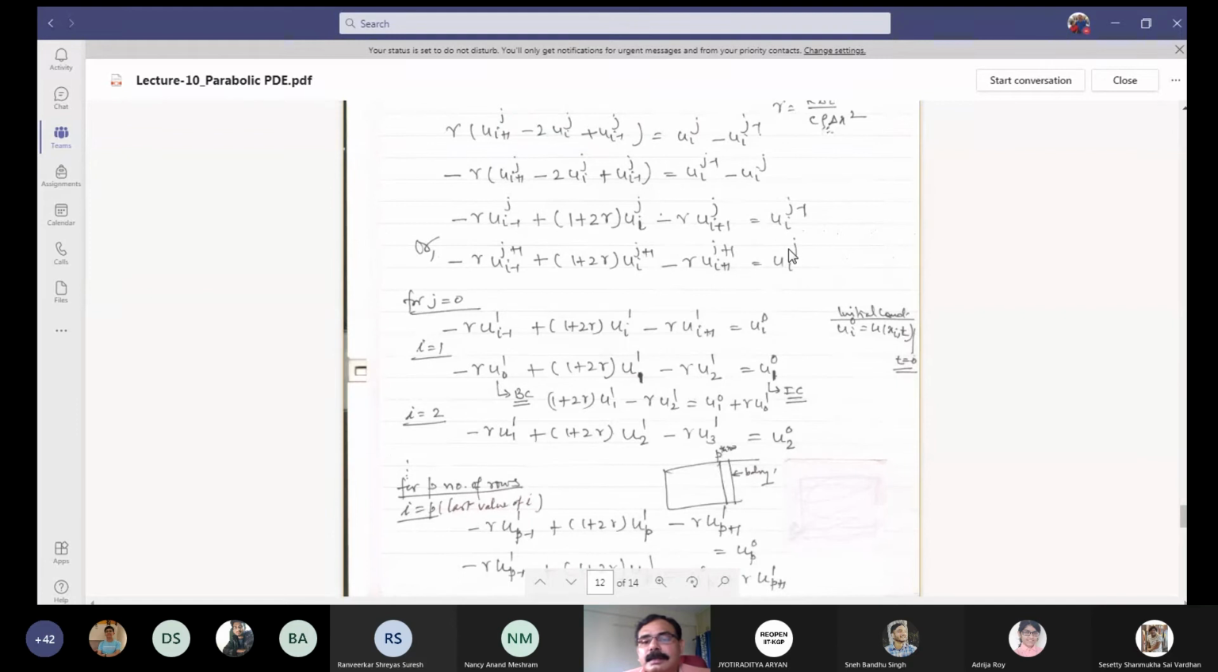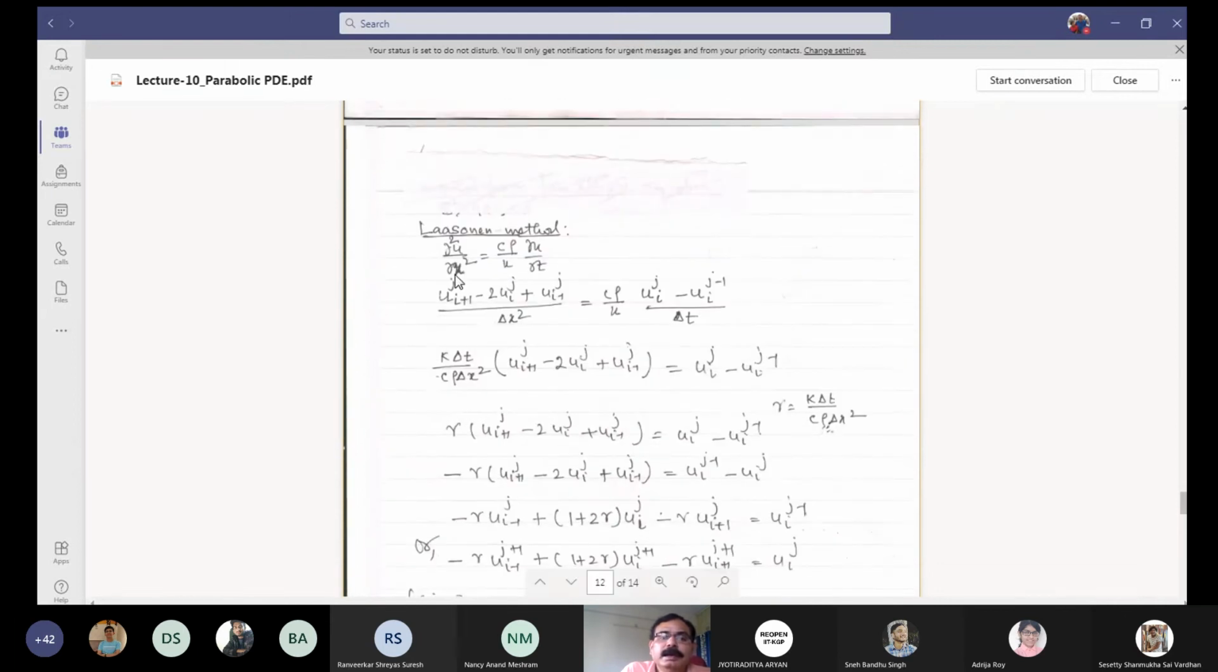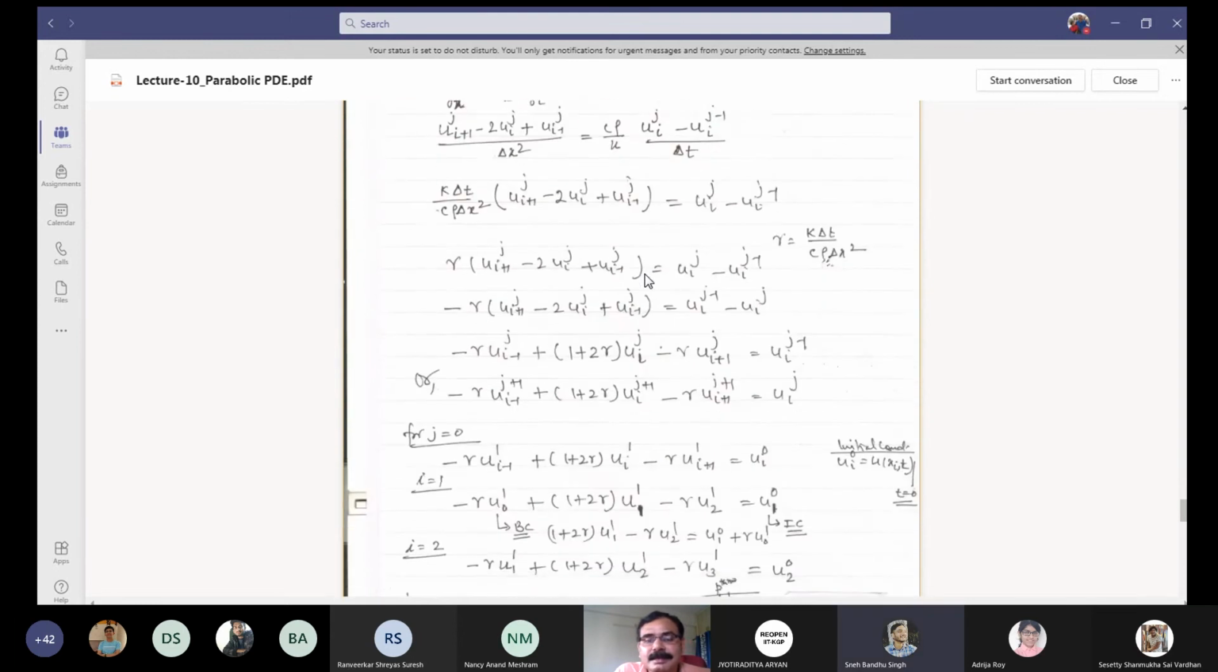Is that right? Yes, sir. Any query? Anything you are asking? No, sir. It's clear, sir. Okay. Then again you get the implicit scheme. You have to do exactly like the previous method, that is your Crank-Nicolson method. And this method is called Laasonen method. Spelling is written, don't worry. Laasonen, right? Yes, sir. Okay.